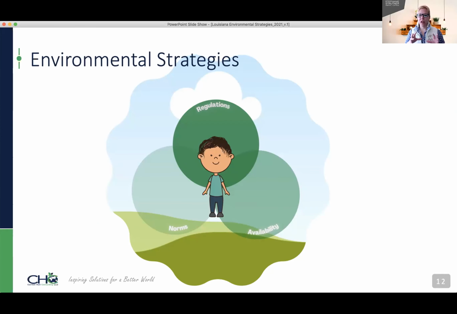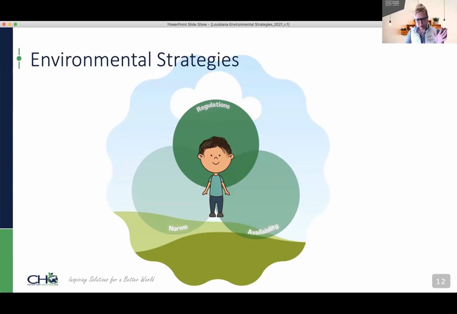So perhaps regulations of different substances or different laws and policies, availability of drugs or alcohol or other substances, the norms that surround the use or the lack thereof of some of these substances. And so these environmental strategies affect the systems, the regulations, the policies, and the norms in which we all live.